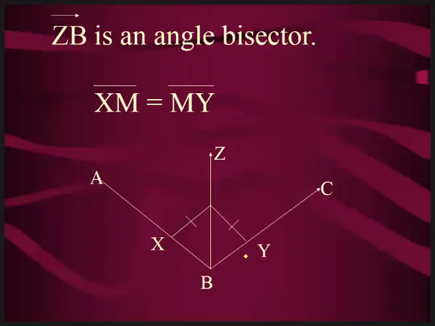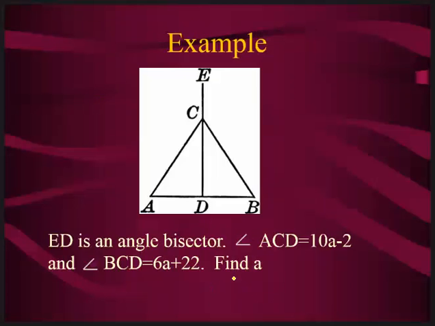So because I know that these 2 segments, let's call this point, if I can get my pen to work, let's call this point M. So if YM is congruent to XM, then I know that M is on an angle bisector. So I can now say, yes, BZ is an angle bisector. So let's do some problems using these ideas.